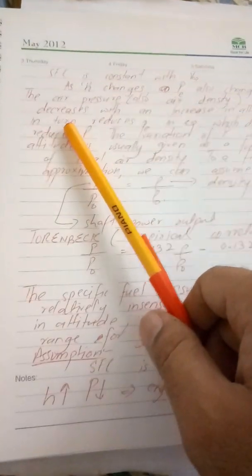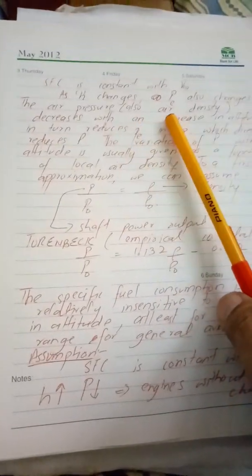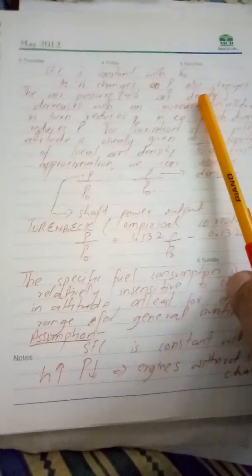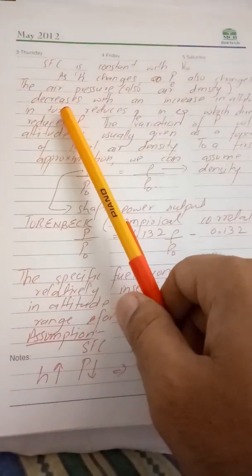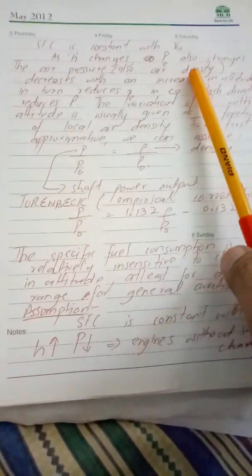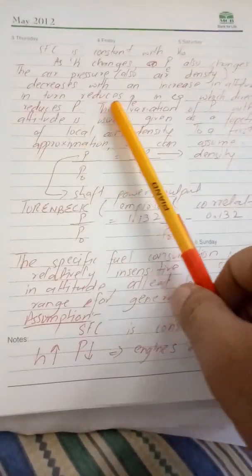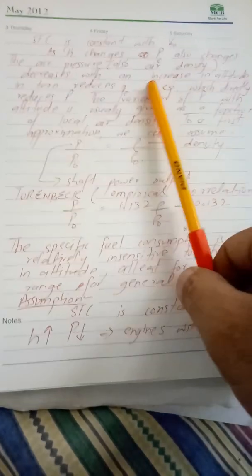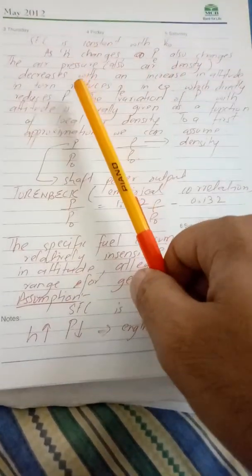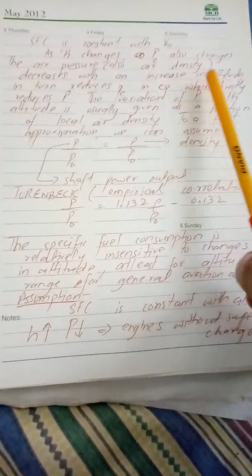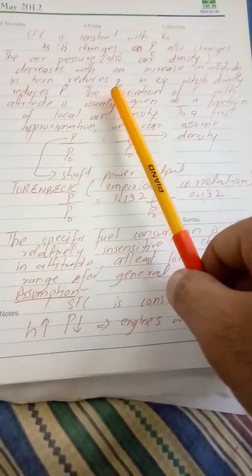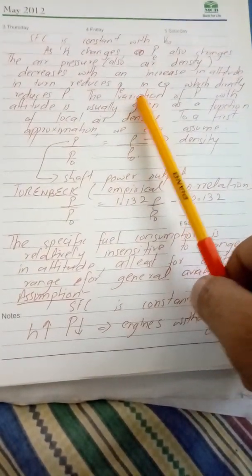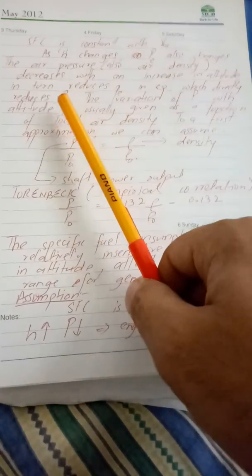As h changes, which is the altitude, PE, the mean effective pressure, also changes. The air pressure, also the air density, decreases with an increase in altitude, which in turn reduces PE in the equation, which directly reduces P.